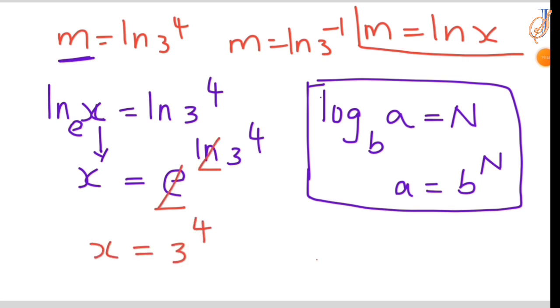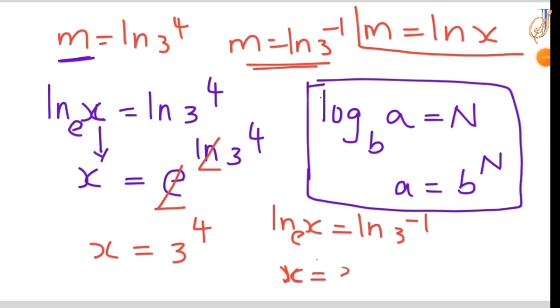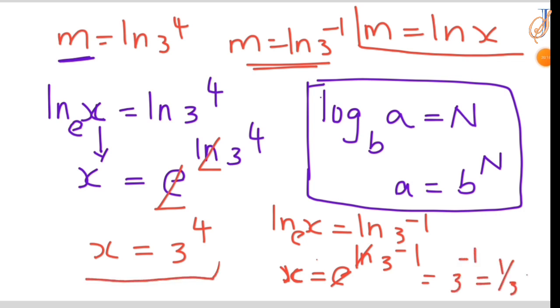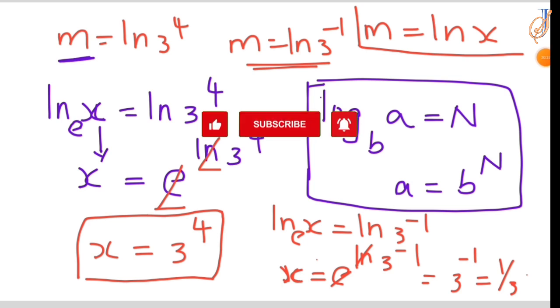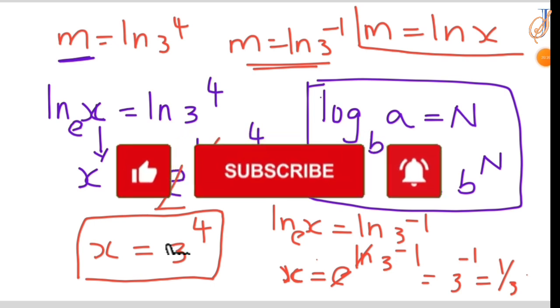Same way, use it here also. ln x equals ln 3 power minus 1 with base e. So we can write x equal to e power ln 3 power minus 1. Cancel out these two and we get 3 power minus 1, which is equal to 1 over 3. In natural log also, we get the x values: x equal to 3 power 4 and 1 over 3. The logarithm expression in both methods represents the same value.